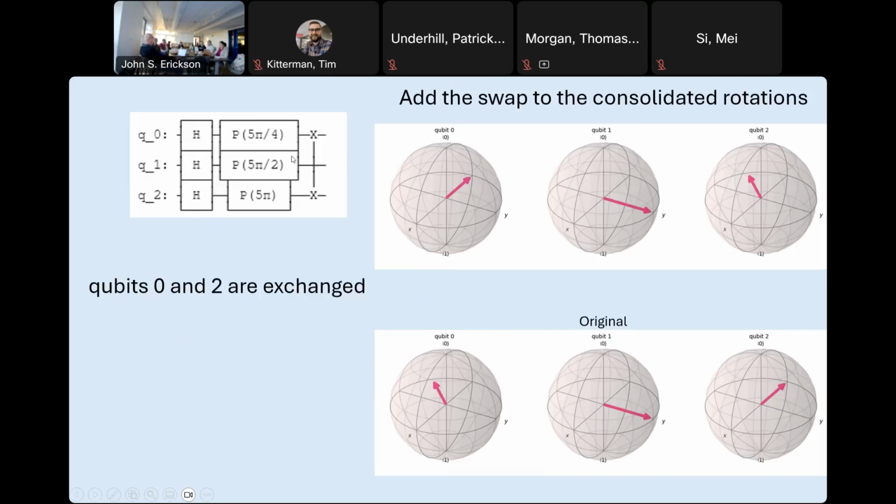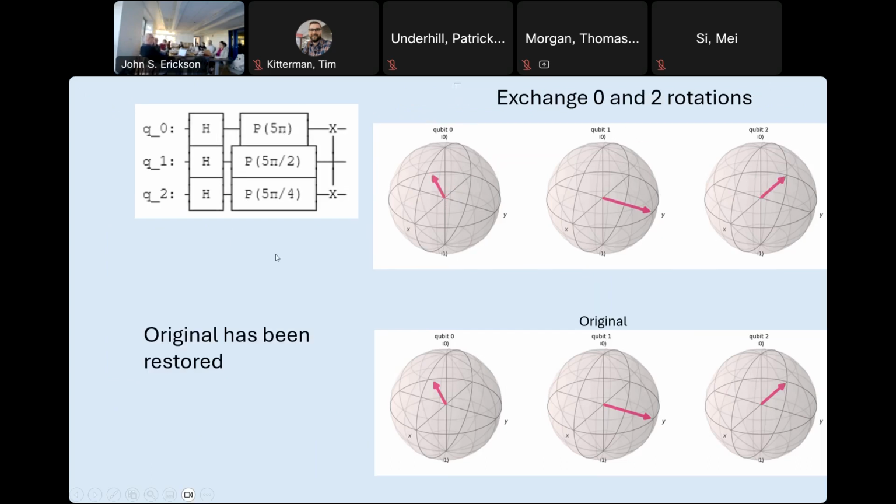I know there's a way to change it, but so what we did was this is the consolidated one on the previous slide, and all we did was add a swap at the end, okay? And this is what we end up with. And if you compare it to the original, you can see that essentially the first and the last have been exchanged. Big surprise, that's what the swap is supposed to do. So we know how to undo the swap, right? Just exchange qubits 0 and 2. We've just exchanged the phase factor for 0 and 2. All right. So we do that and get the original output back.